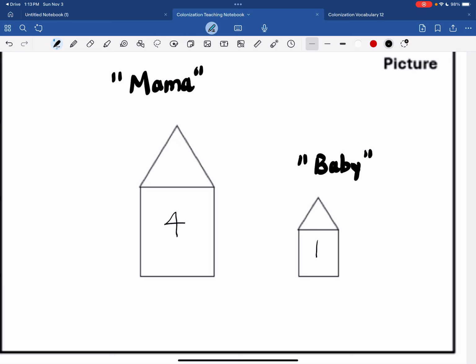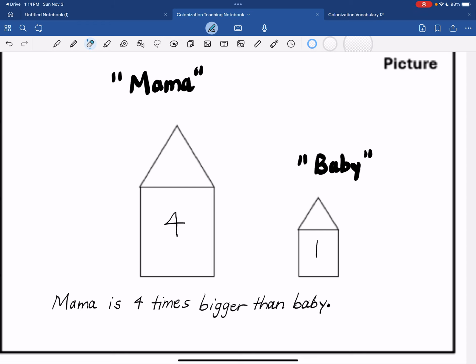So here's the concept. Mama is 4 times bigger than baby. Baby's only 1, mama is 4 times bigger. A different mama, and don't do this on yours, just watch me here. A different mama could be 3 times bigger than baby. Just depends on the actual size of the objects. But I'm guessing 4, just an estimate.